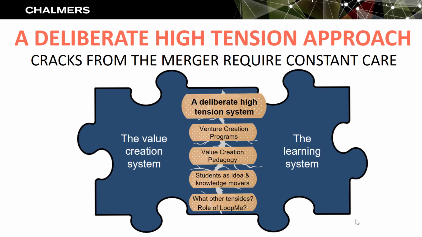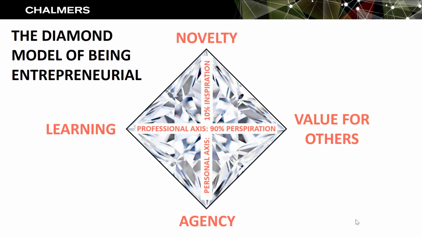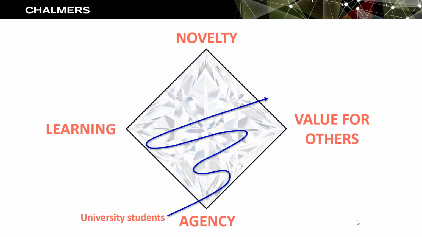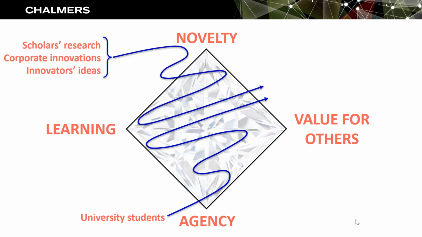But then we also have to ask ourselves, what other tensides are there? What is the role of IT systems such as LoopMe in this kind of system? That is something that we don't yet know much about. So if we go back to the diamond model of being entrepreneurial, what a VCP ultimately facilitates is university students teaming up with scholarly research or with corporate innovators' ideas in this entrepreneurial dance that creates entrepreneurial artifacts. The university can supply learning and value for others' activities. The students come with agency, and the researchers supply novelty. And then out come entrepreneurial artifacts.